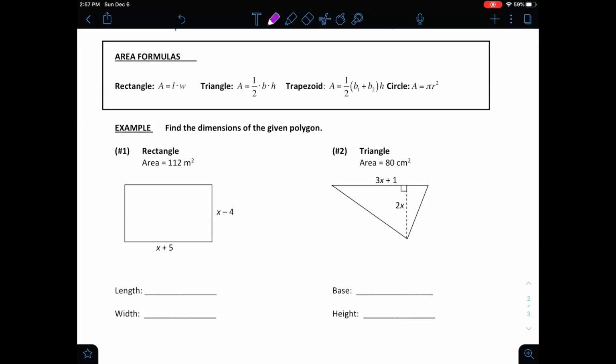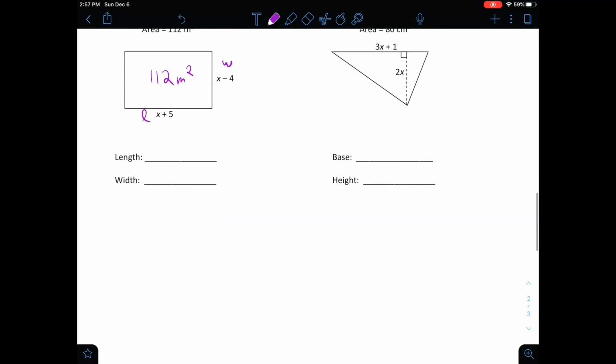So we have a rectangle. The area is 112 meters squared. And this is going to be the width. It's the short side. This is going to be the length. So we're going to be solving for the length and the width again, but this time we have the length and width as x plus 5 and x minus 4. It's not just like x and 2x minus 1 or whatever, okay? So we're going to have to do some factoring and stuff here.